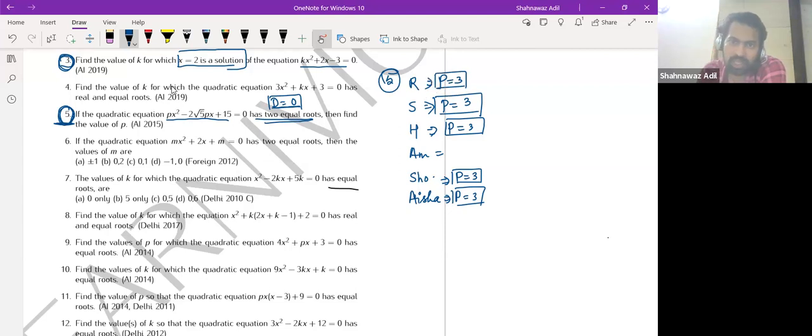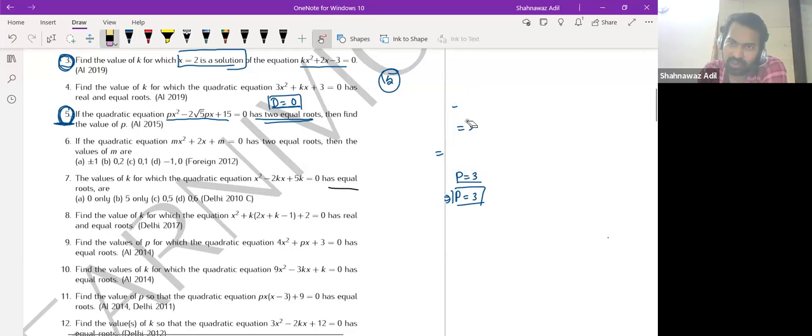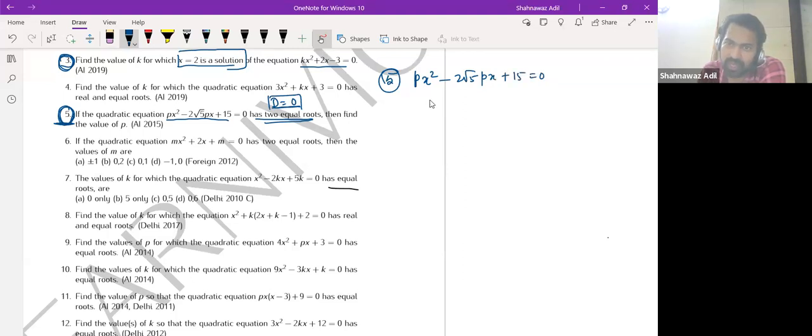Okay, so let me discuss this problem. Good, good, Amar. Whenever you don't understand, this is what I expect from all of you. If you don't understand, please ask. So we have this quadratic equation, x squared plus 2 root 5 px plus 15 equal to 0, and this has two equal roots.